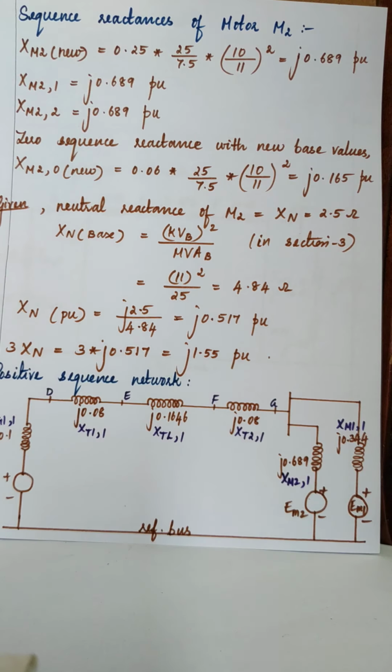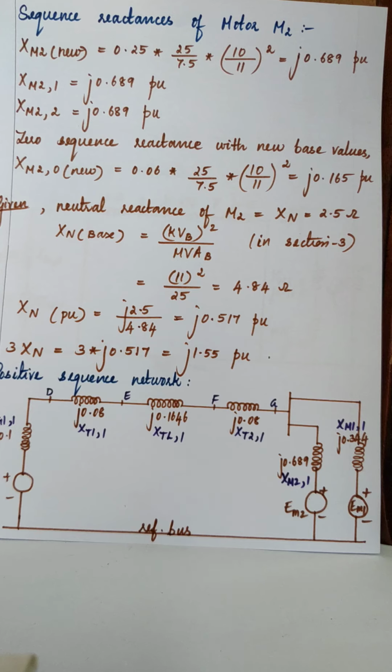Okay. So now we have calculated the positive sequence, negative sequence and zero sequence reactances in per unit for the generator, two transformers, transmission line as well as the motors. They have given the neutral reactance for the generator and motor 2. So you have to calculate 3Zn for the generator as well as motor 2.